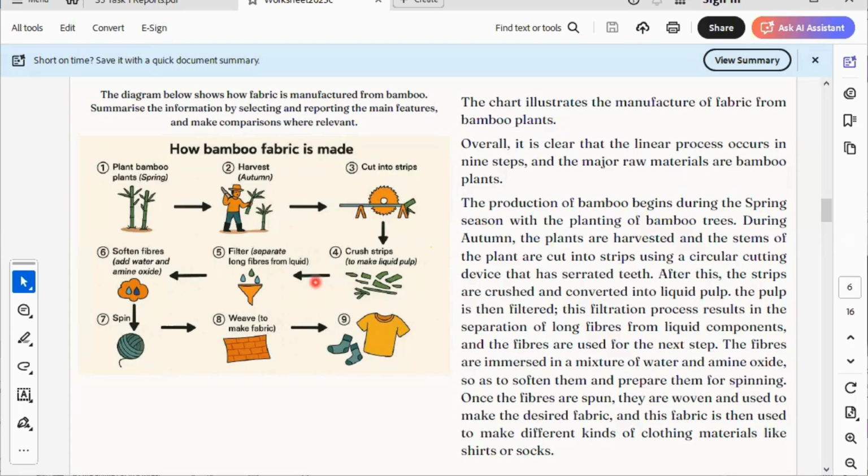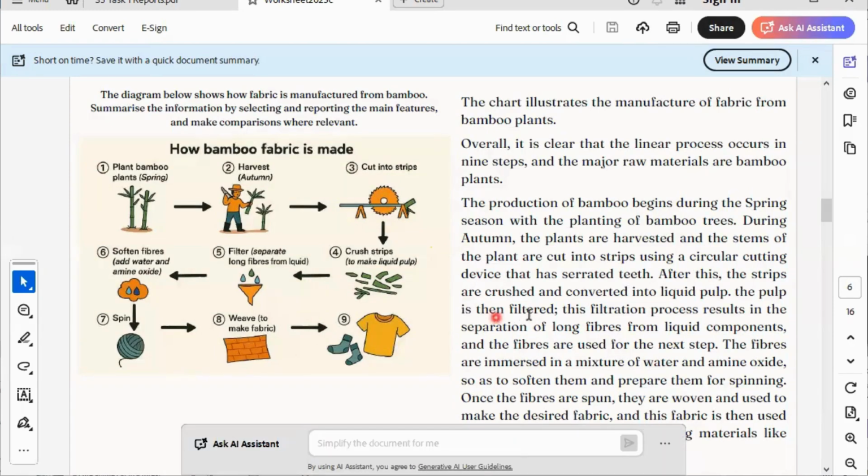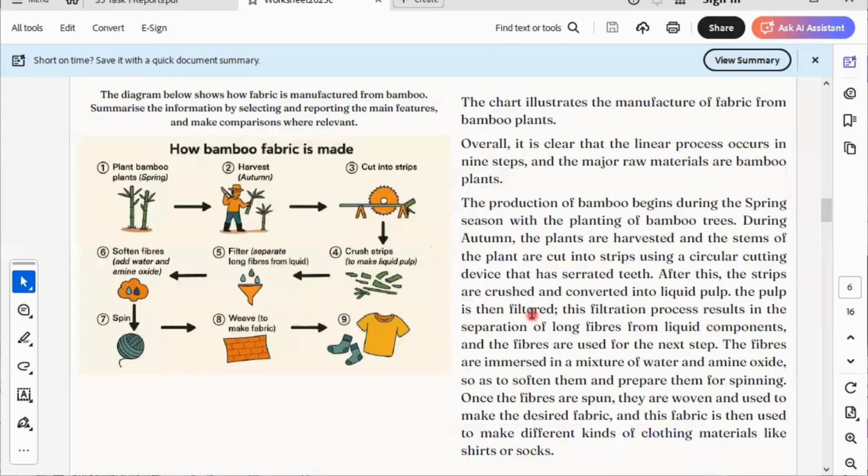Okay, so let's proceed. The pulp is then filtered. This place here is the filtration process. This filtration process results in the separation of long fibers from liquid components, and the fibers are used for the next step. You can see that step 6 is fiber. So the thing that moves from step 5 to step 6 is fiber. They are not saying anything about the liquid part, so we just proceed with the fiber.